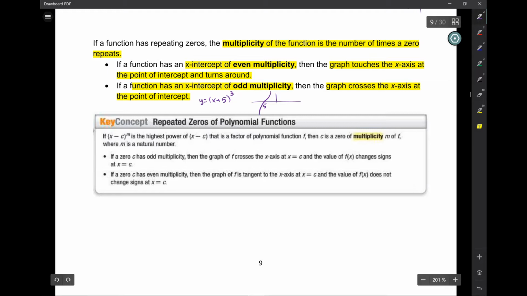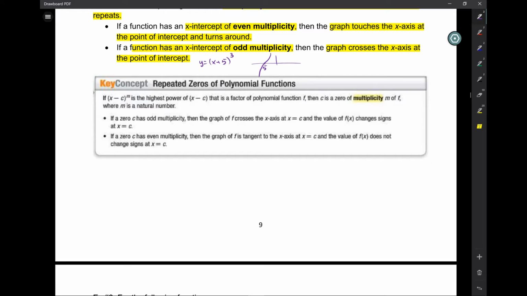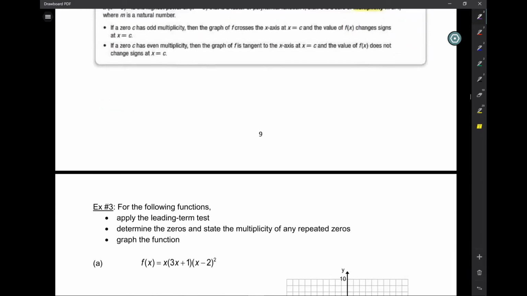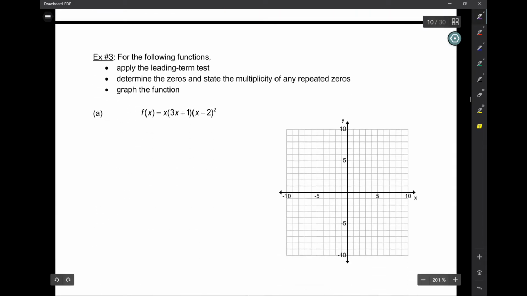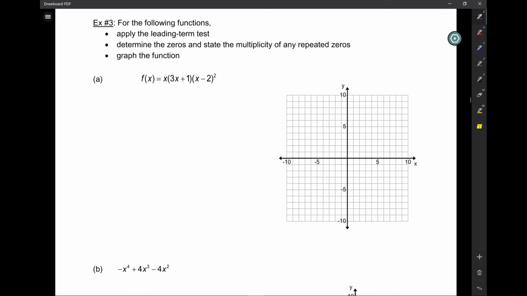All right, so even and odd multiplicity. And in conjunction with this is how you'll figure out turning points as well. Okay, this is what I just said, but I just said it better, I think. Okay, here we go.